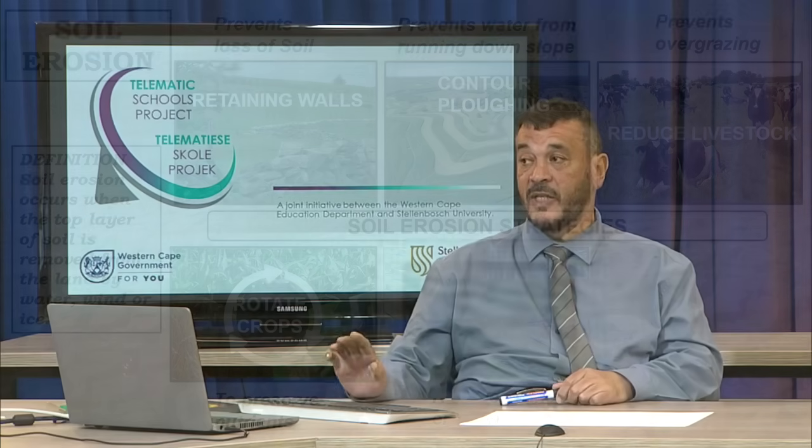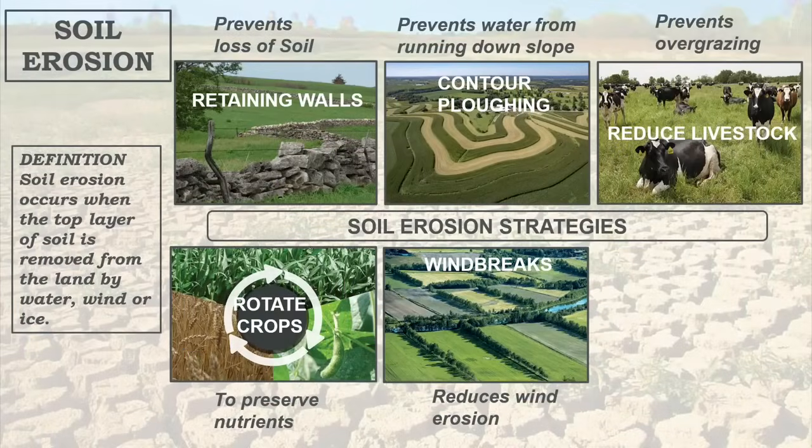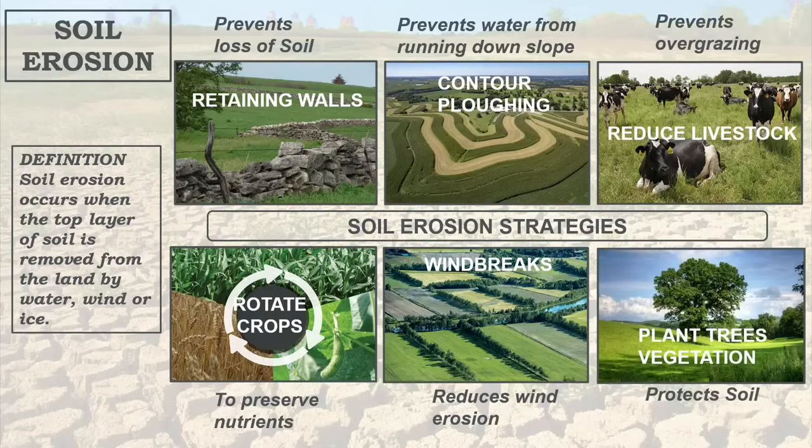Another strategy would be to build windbreaks. There we can see we planted rows of trees to break the wind, and if the speed of the wind is broken, it will reduce wind erosion. And also just planting trees generally, not just rows of trees, but trees in general, will also protect the soil from being eroded.